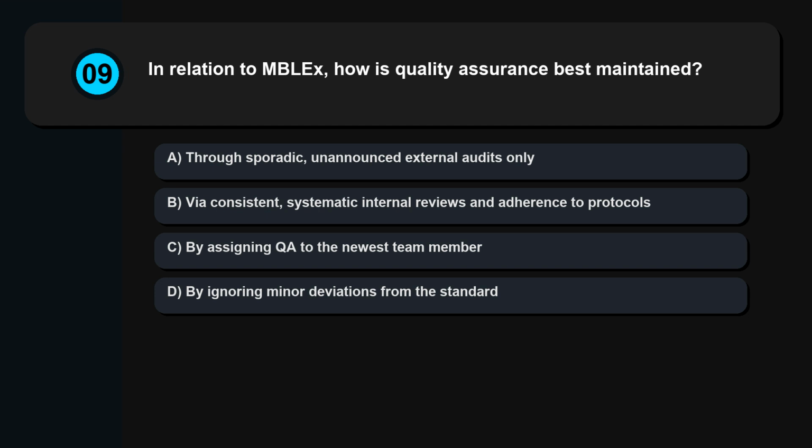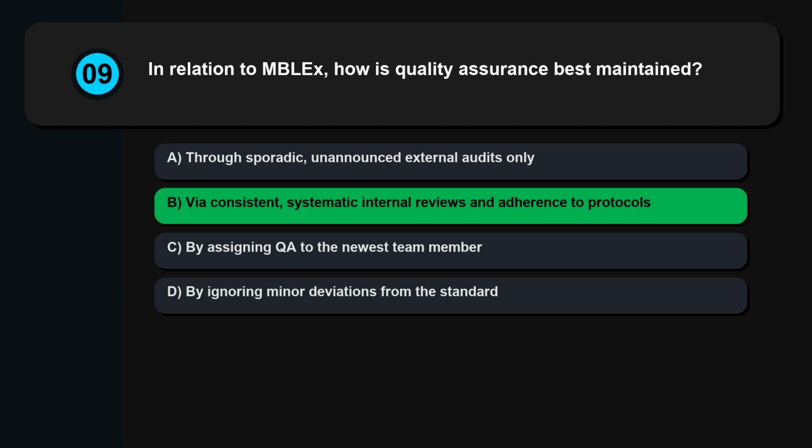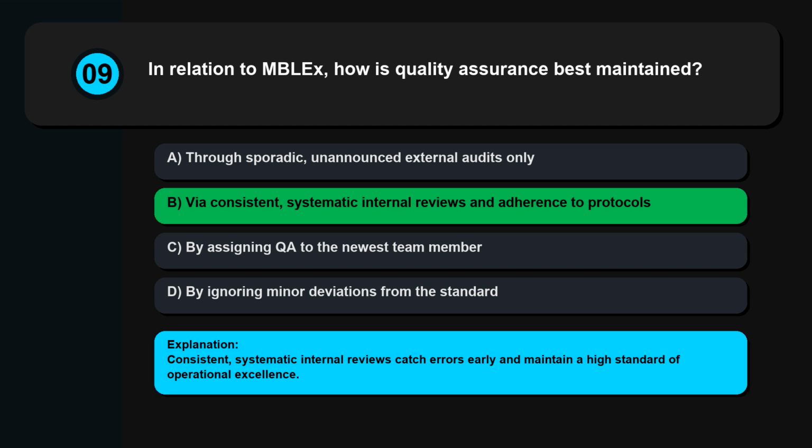Question 9. In relation to MBLEx, how is quality assurance best maintained? Through sporadic, unannounced external audits only, via consistent, systematic internal reviews and adherence to protocols, by assigning QA to the newest team member, by ignoring minor deviations from the standard. Consistent, systematic internal reviews catch errors early and maintain a high standard of operational excellence.